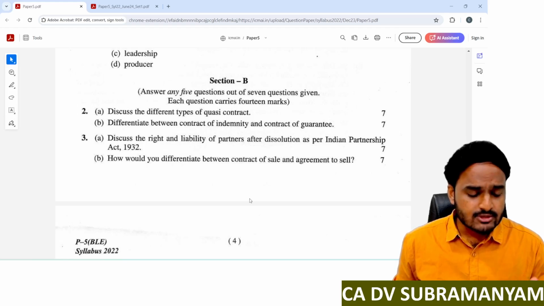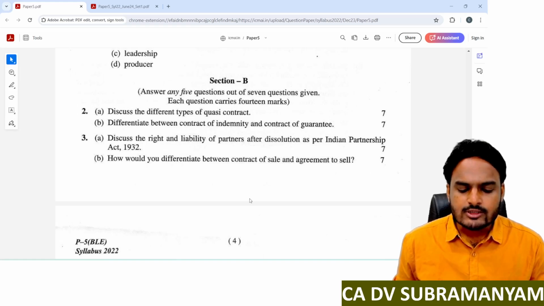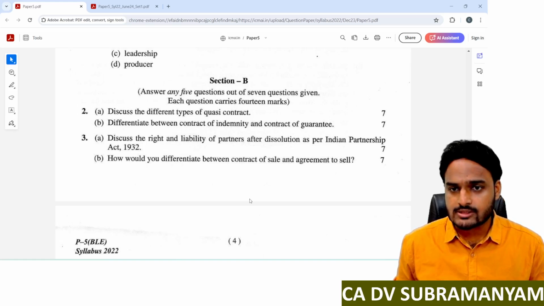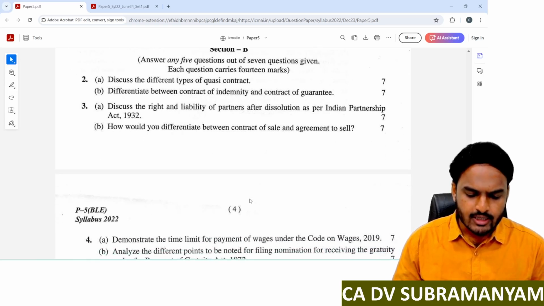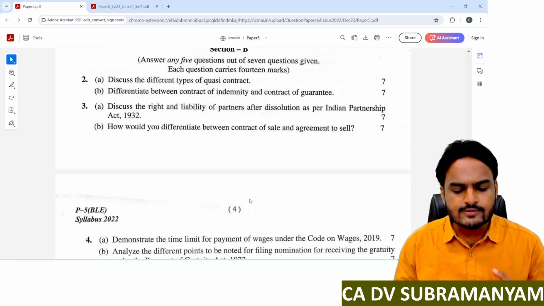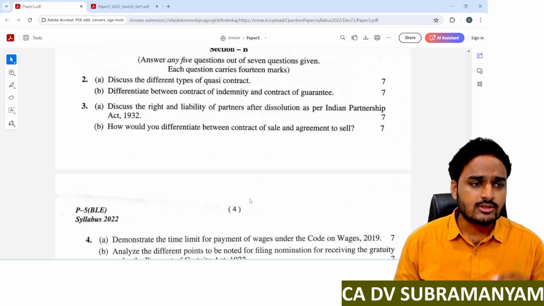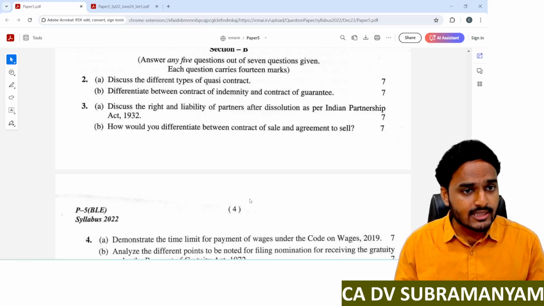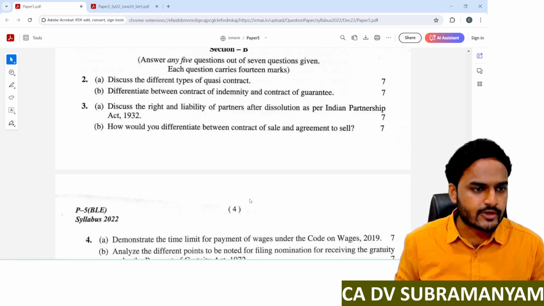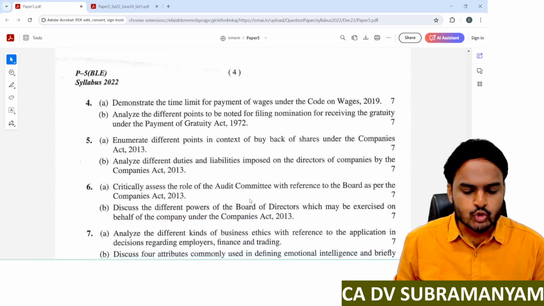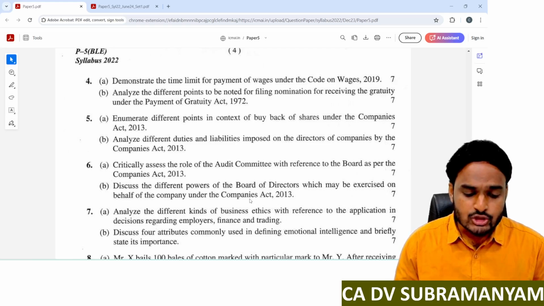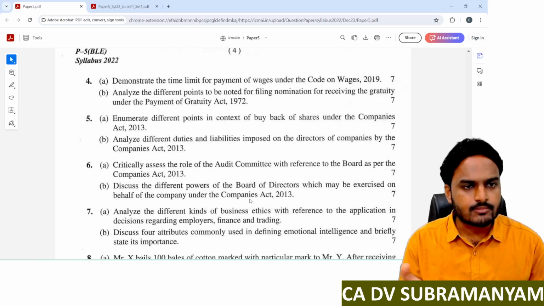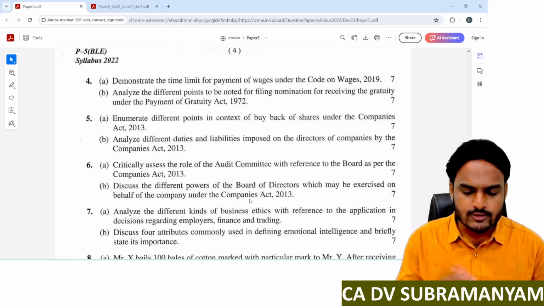So just observe these questions. First one, second question. This question is from the Indian Contract Act, 14 marks. Next one, liability of partners under partnership, and differentiate between contract of sale and agreement to sell, Sale of Goods Act. So the third question, Sale of Goods Act plus Partnership Act, is 14 marks weightage. Fourth question, Code on Wages, 7 marks. Gratuity Act, 7 marks. Gratuity Act is from industrial laws. So the fourth question is 14 marks.